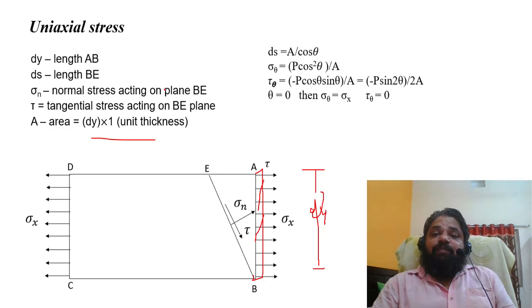Now ds is equal to a by cos theta, which we know from our earlier discussion. Sigma theta or sigma n, tau theta, all this we can get in this form: P by A cos square theta, or sigma x cos square theta, because sigma x has been applied. If this is theta, then it is 90 minus theta, so accordingly this relation will change. If I am interested to calculate from this point or this point, I just change the angle and I can get the values in a different way.